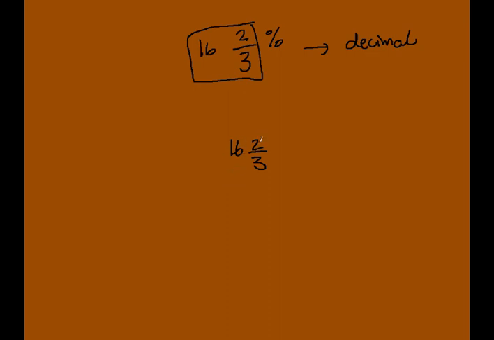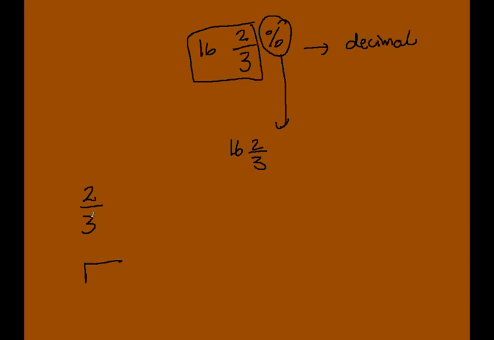So what I want you to do is change that fraction, that mixed number, into a decimal first. Forget about the percent, because the percent is what allows you to move it 2 times to the left. So you're going to divide this first and change it into a decimal. Forget about the 16 if you want. So you have 2/3, and you're going to divide it.